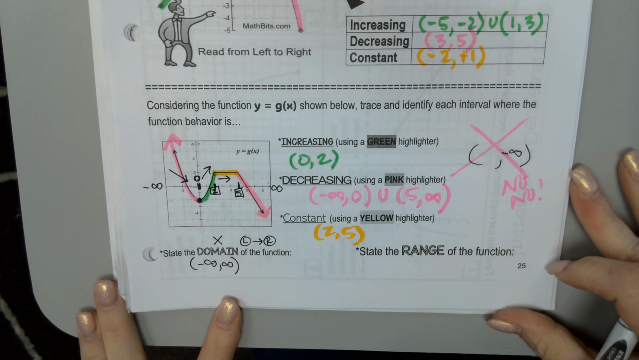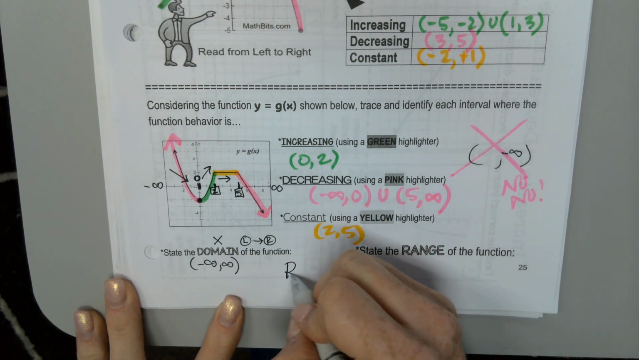Do we have to write it like that, or can we just put the arcs in? You could say all real numbers. That's fine.